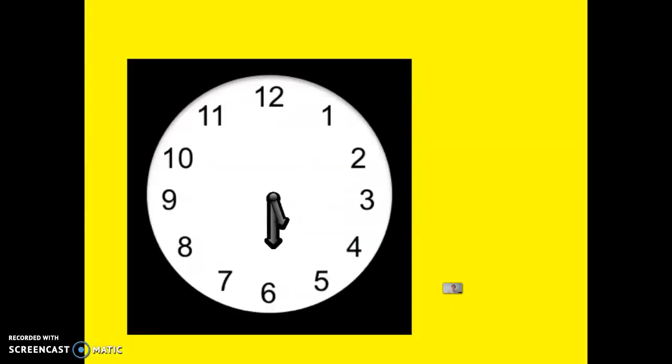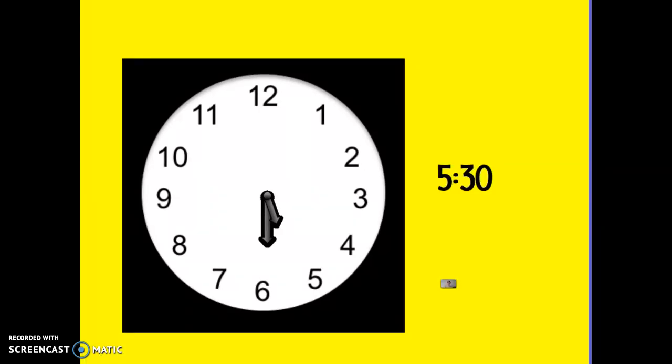So here's that clock that we started with. Now that we've practiced a few times, if my hour hand is between the 5 and the 6, hopefully we realize now that the hour shown on this clock is 5. The minute hand is pointing straight down at the 6, so that's 30 minutes, or I could say 5:30.